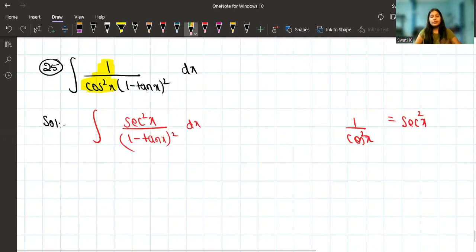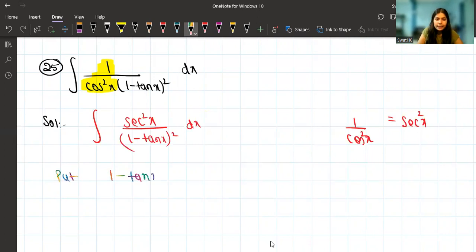Now here, after simplifying this, it is very simple to do the derivative. We are simply going to put 1 minus tan x as t. Now the derivative of 1 is 0, so no need to write down that minus sign as it is. The derivative of tan x is sec square x. So sec square x dx is minus dt.